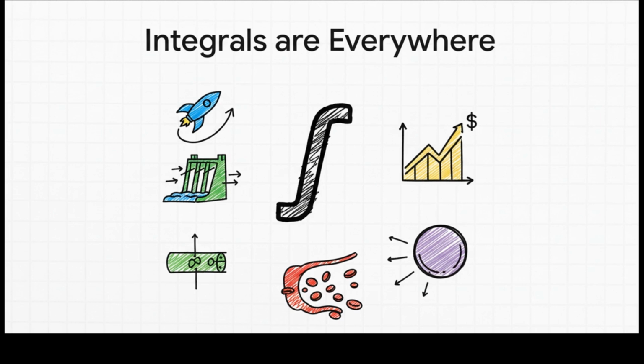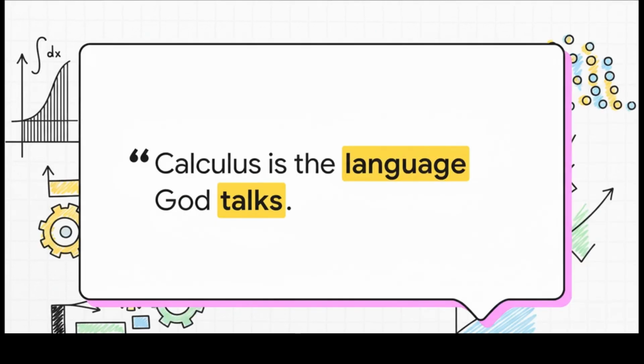Physicists use them to figure out how far a rocket has traveled. Engineers use them to design bridges and dams. They're used in finance to model how investments grow over time, even in computer graphics to render 3D shapes, and in medicine to measure blood flow. It's amazing. You know, this quote from Galileo just captures it perfectly.